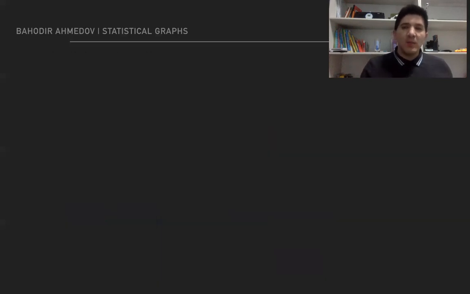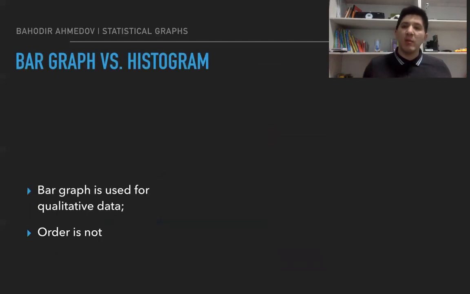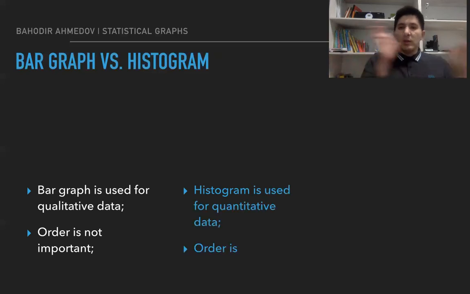Bar graphs are used for qualitative data, where we count the number of data items belonging to different categories, and the categories are qualitative, like cities, colors, or countries. The order of putting them is not really important. For example, you can just flip them around.